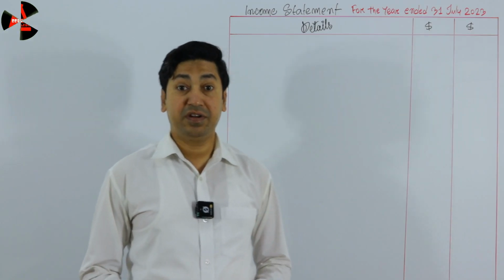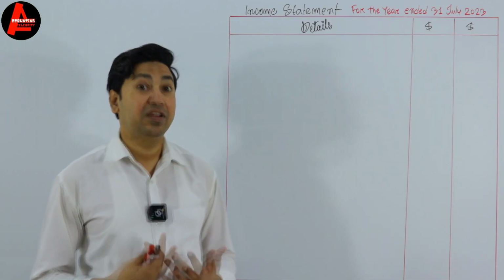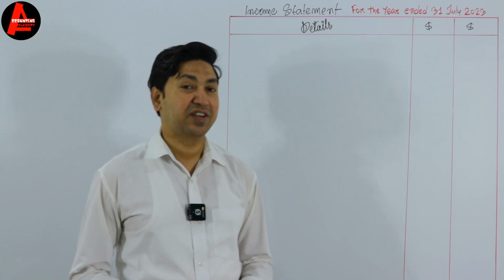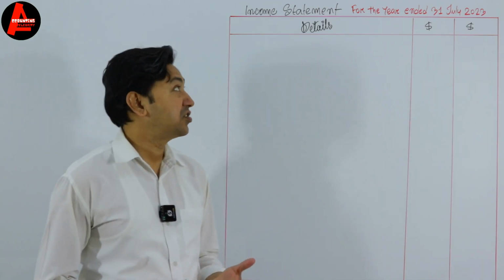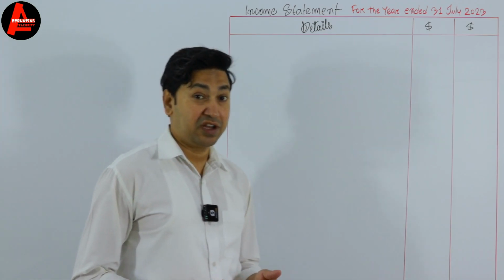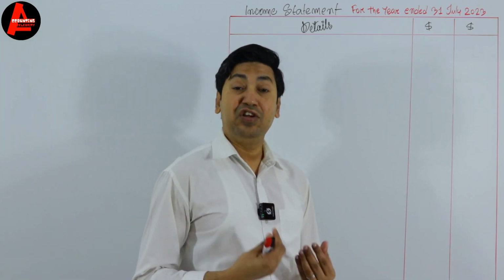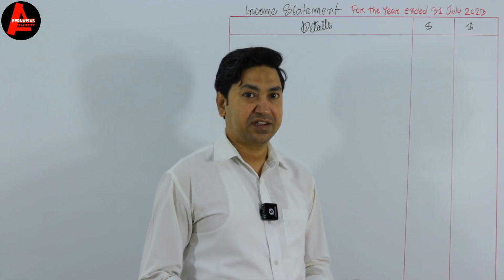This is the third part. Here we will calculate gross profit or loss. That means it is an income statement. So here I'll show you today the first part of the income statement, which is called the trading account section.